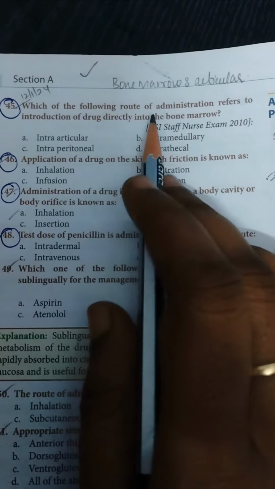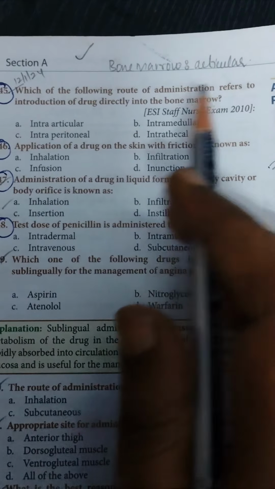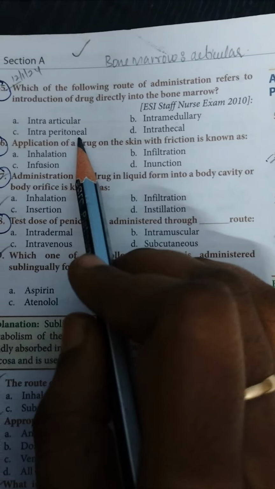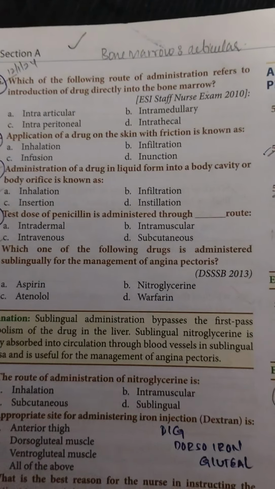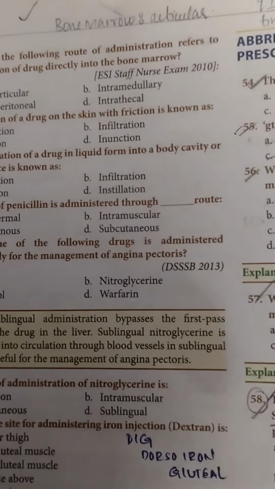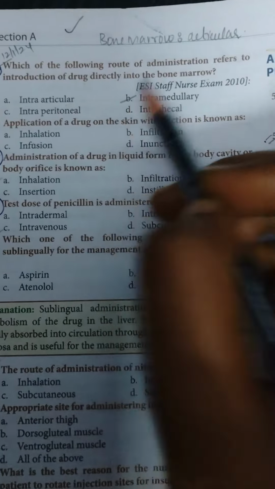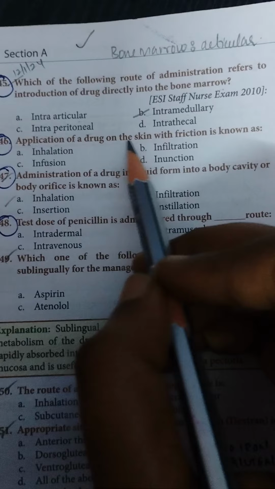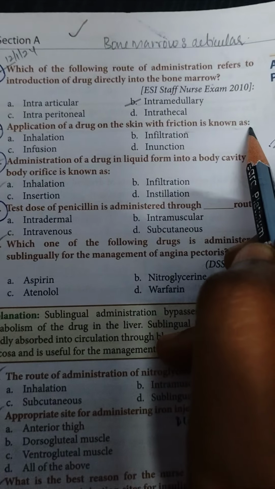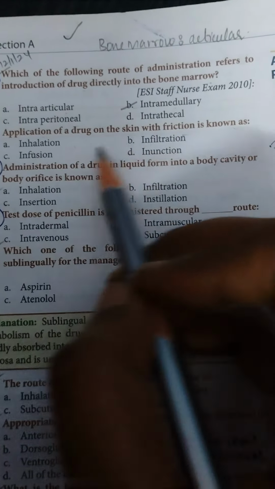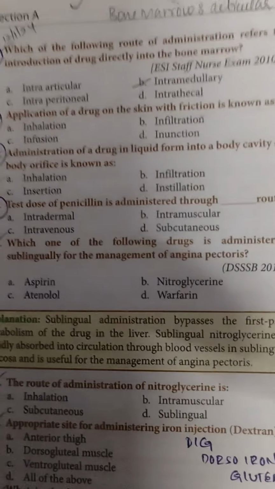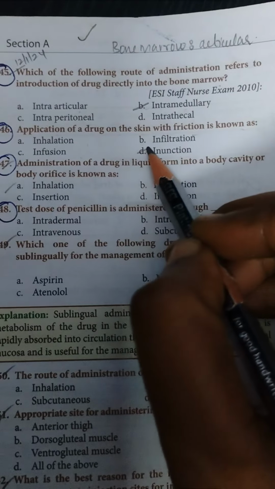Next question. Which of the following routes of administration refers to introduction of drug directly into bone marrow? Intraarticular, intramedullary, intraperitoneal, intrathecal. The answer is B, intramedullary. Then, application of drug on the skin with friction is known as: inhalation, infiltration, infusion, injection. The answer is injection.